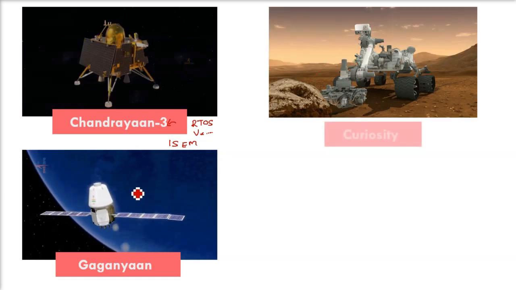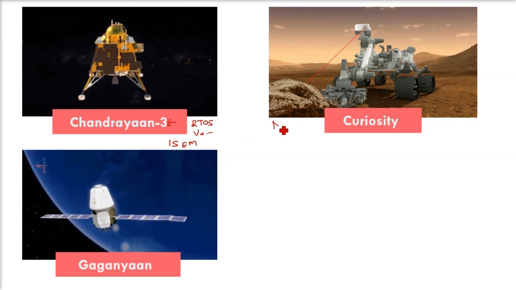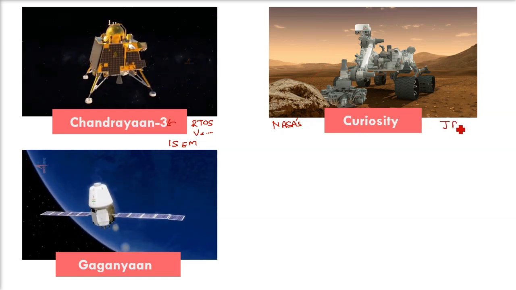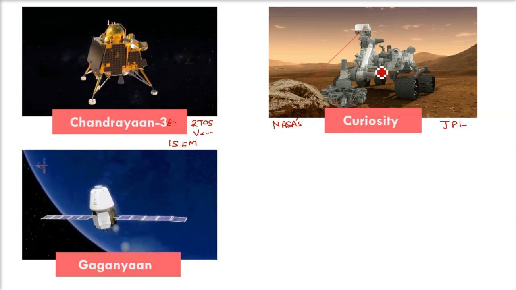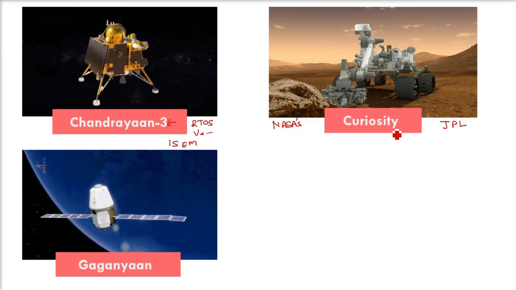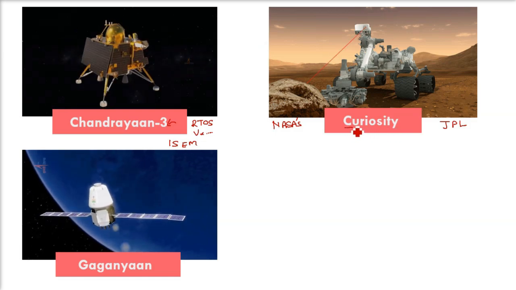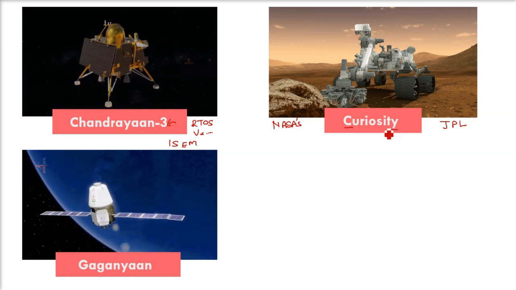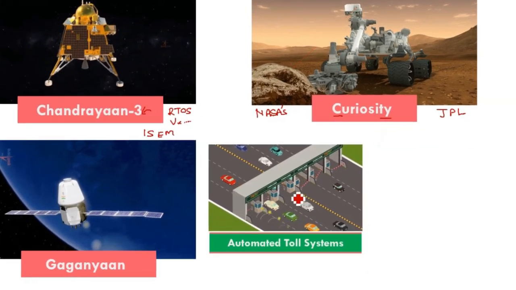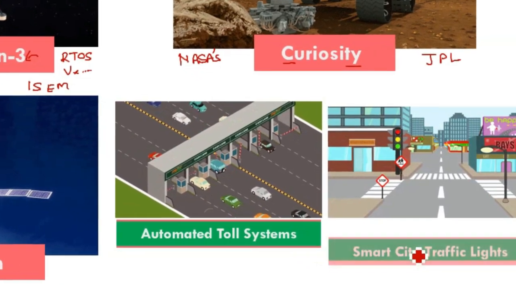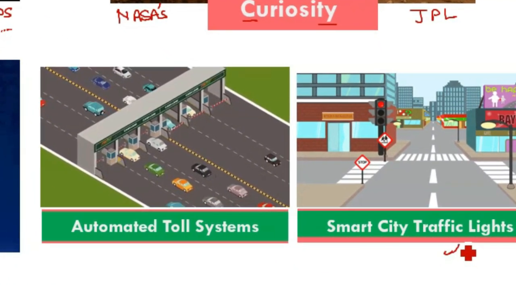Then we have NASA's Jet Propulsion Laboratory. It uses VxWorks to enable the precise landing of the Mars Science Laboratory rover Curiosity. VxWorks is used in automated toll systems and smart city traffic lights.